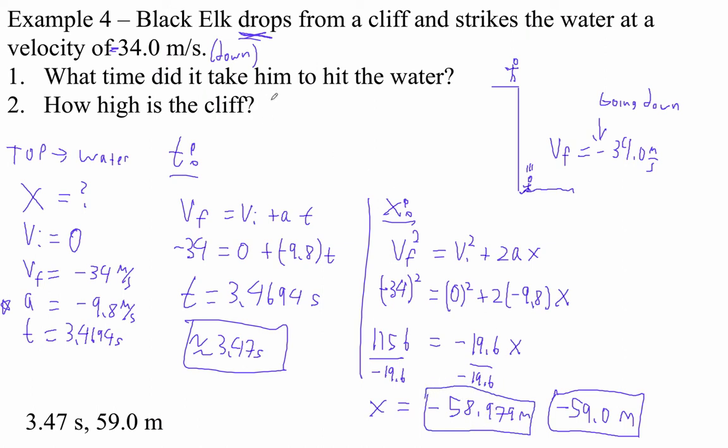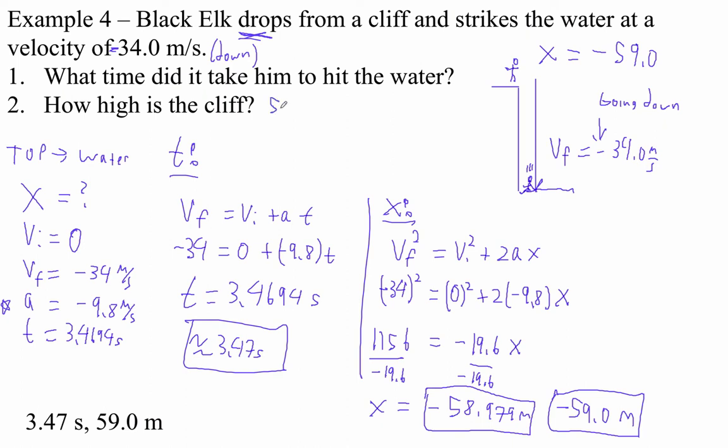Now, how high is the cliff? Well, what we just figured out was his displacement from here to here: x is negative 59. Now all that means is that he goes down 59 meters to hit the water. But it would be weird to say, well, how high is the cliff? Well, from the top, you go down 59 to get to the water. You just say that the cliff is 59 meters tall.